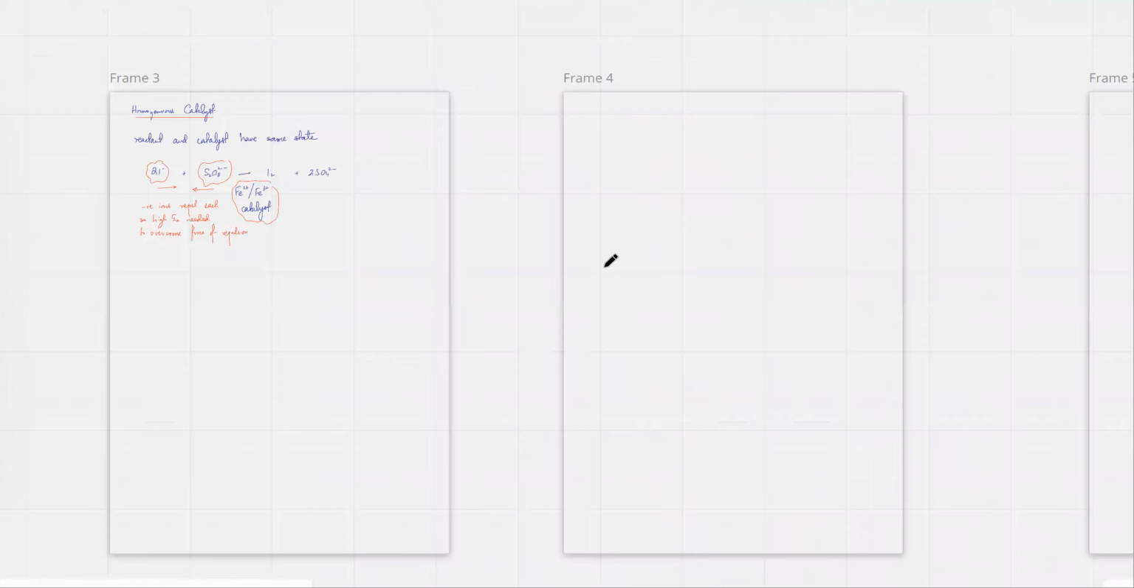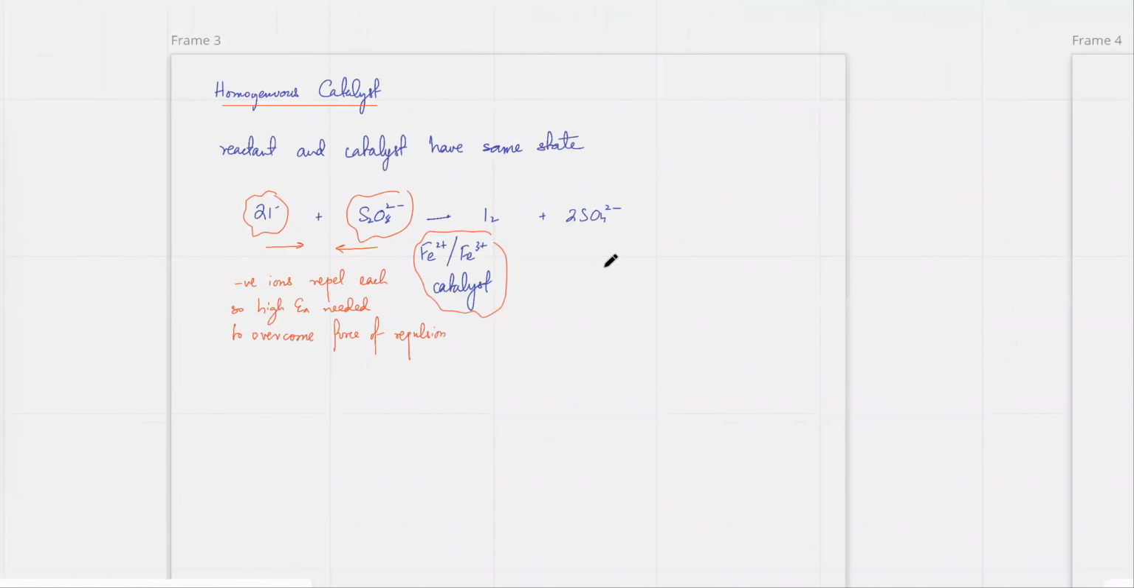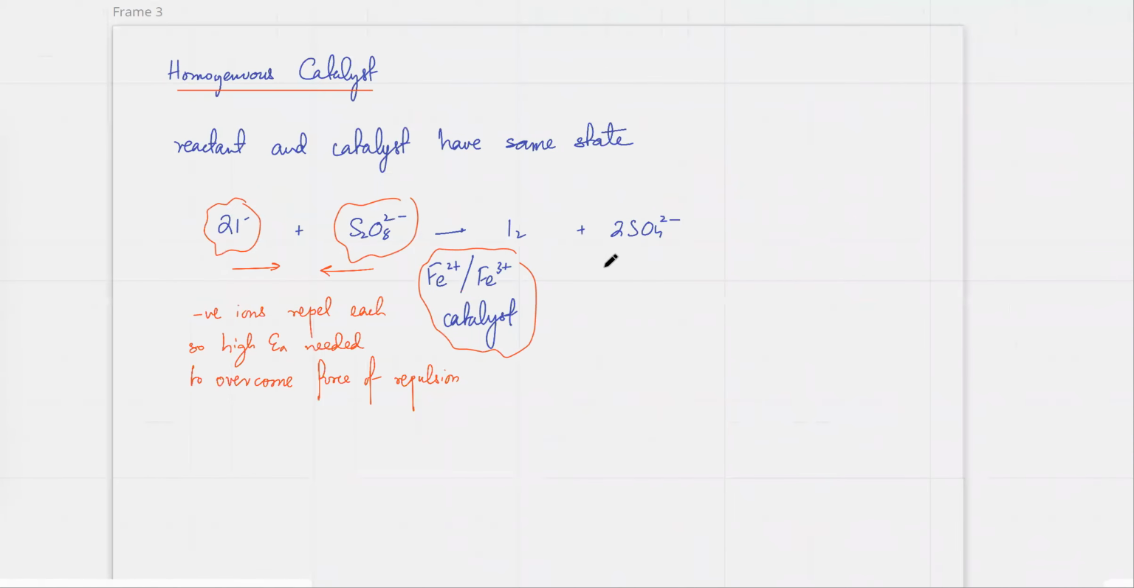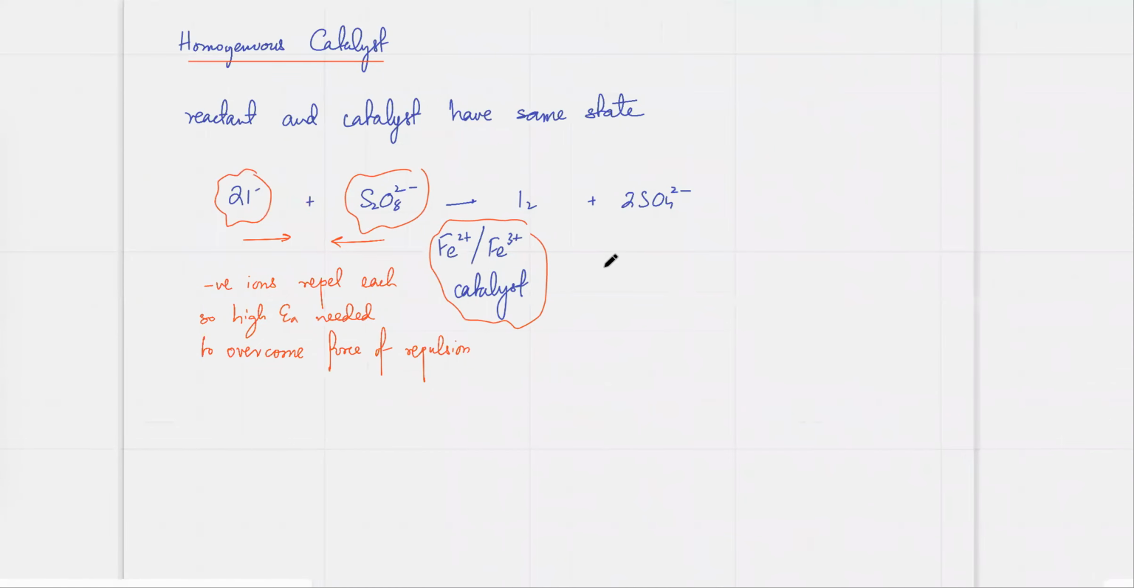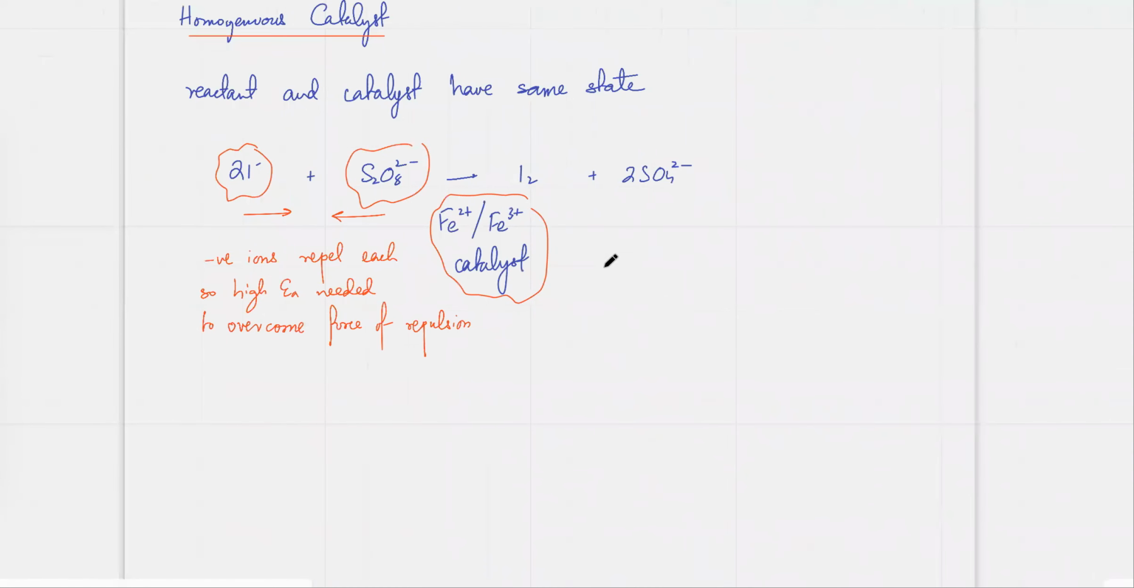So the next thing that I wanted to do was a homogeneous catalyst, which we have already covered previously, but since we are studying catalysts, we'll just go over them. So the reactant and catalyst have the same state. This is one example that you have to remember.